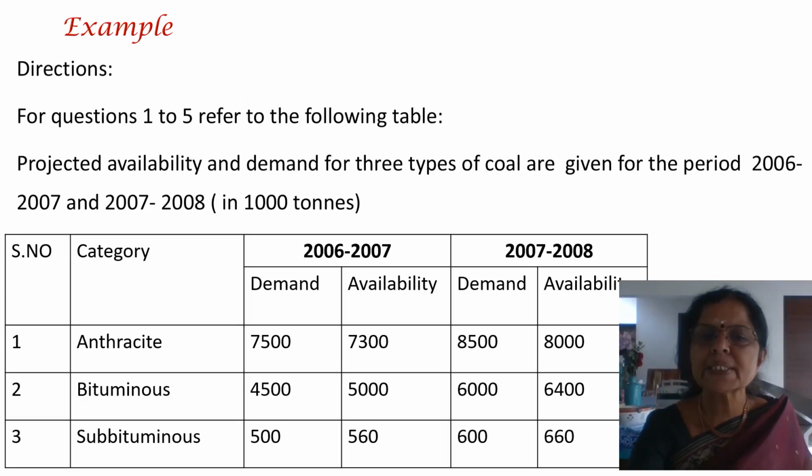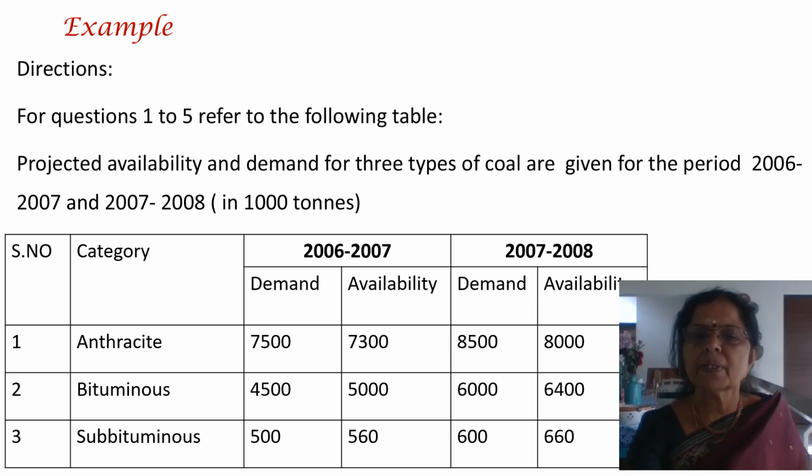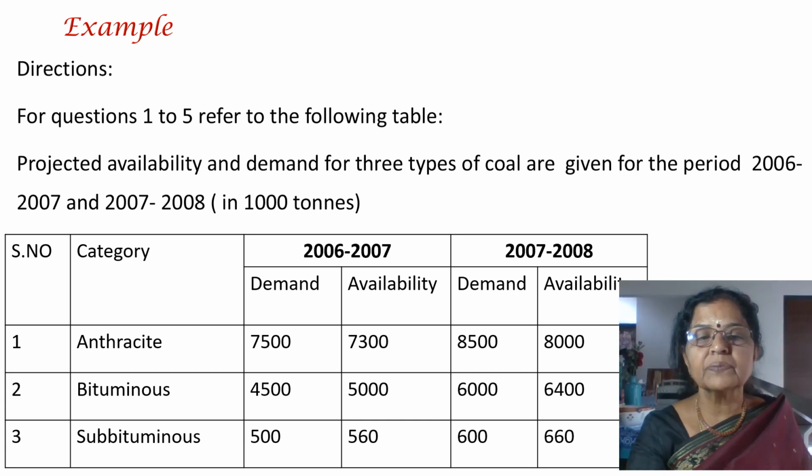Now, we'll start with an example of a numeric table. Look at this table carefully and read the directions very carefully. It says for questions 1 to 5, refer to the following table. What does it say? Projected availability and demand for 3 types of coals are given for the period 2006 to 7 and 2007 to 8, and within brackets, in 1,000 tons.